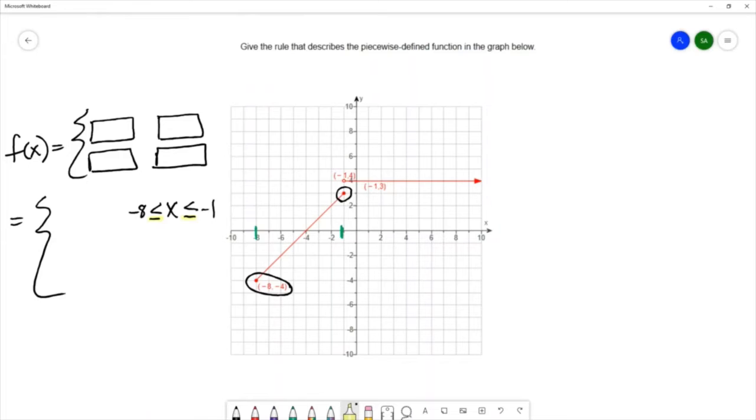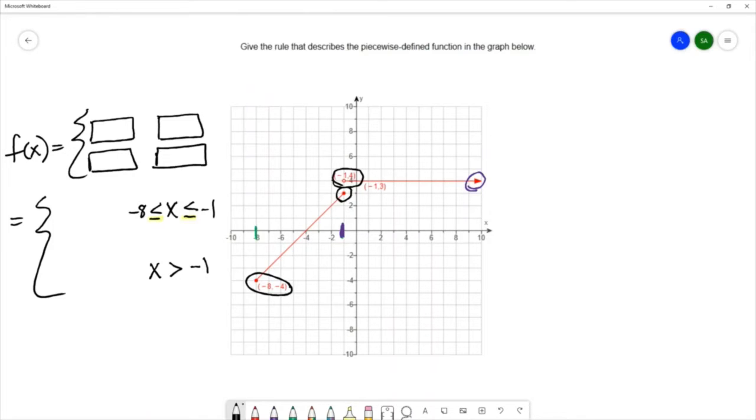For the other line, we'll do this one in purple. For the other line, I can see that this line starts at -1, and because of the arrow, continues on to infinity. So the conditions will be that x needs to be greater than -1. I didn't put the line underneath the inequality symbol because the end of that line is with an open circle. So that's how we get the conditions.